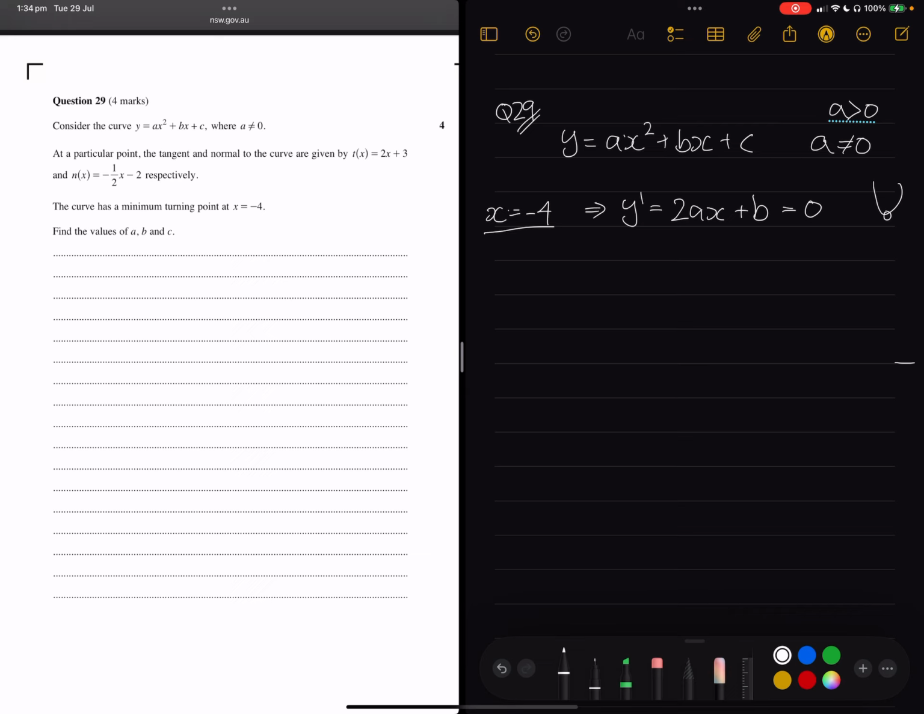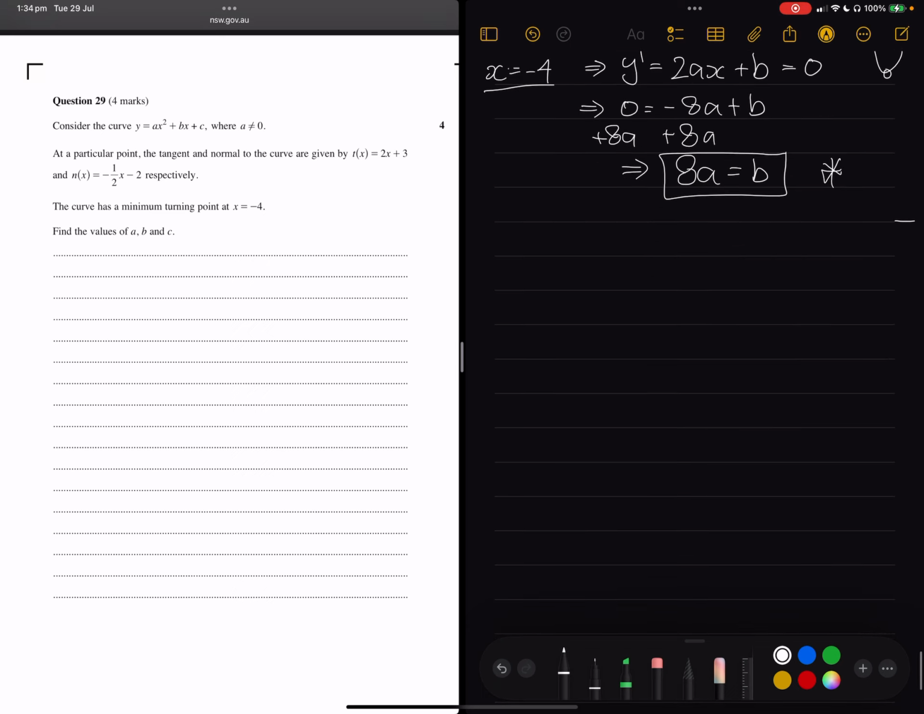You can only have a minimum in the case where you have a positive parabola. So we let x equal -4, and this tells us that 0 is equal to -8a plus b. Add 8a to both sides, and this gives us an equivalence between a and b. We're told 8a is equal to b. So now if we find one of these, we can find the other one. So this is important, we'll mark this as important.